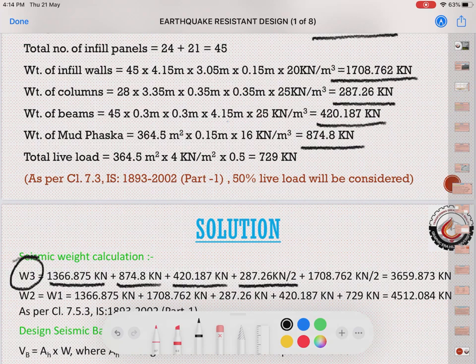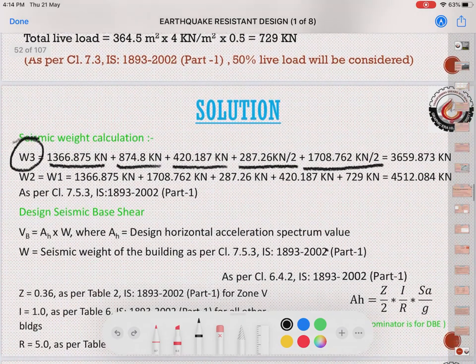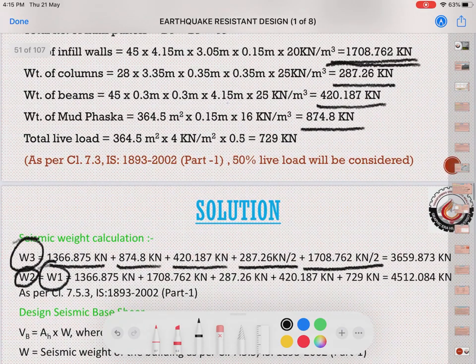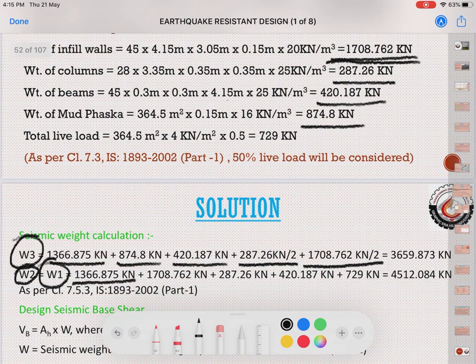What is this? 420 is the weight of the beams. Why is this 287 divided by 2? Because there is no column above the roof, so only half of the weight, which is of the lower columns, is considered. Then comes this 1708 divided by 2. Why? Because there are no walls above the roof, only the weight of lower half walls has been considered to calculate the seismic weight of the roof.